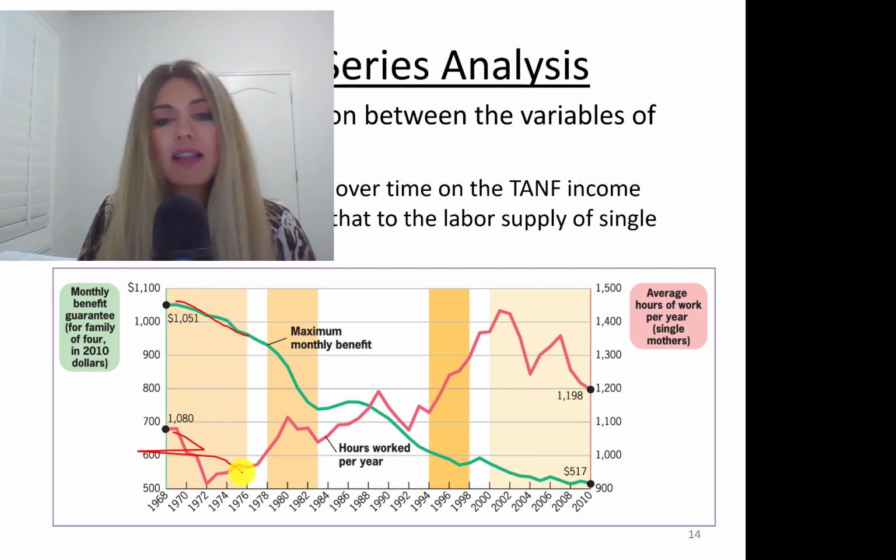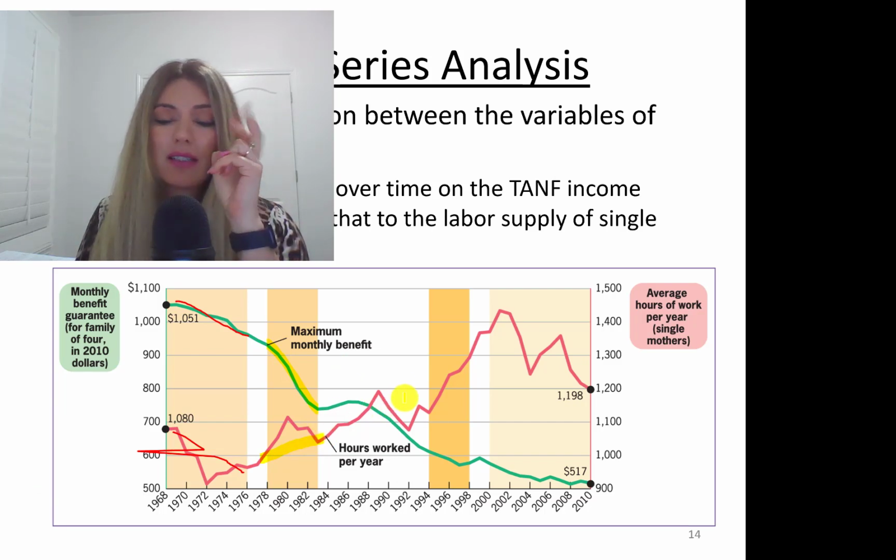Oh, hours are declining as well. Going to grab a highlighter. Here, benefits are declining. Hours are going up. Okay, this is consistent. In this time period, you have hours going up, benefits declining. And in this time period after 2000, you see hours declining, benefits also declining.